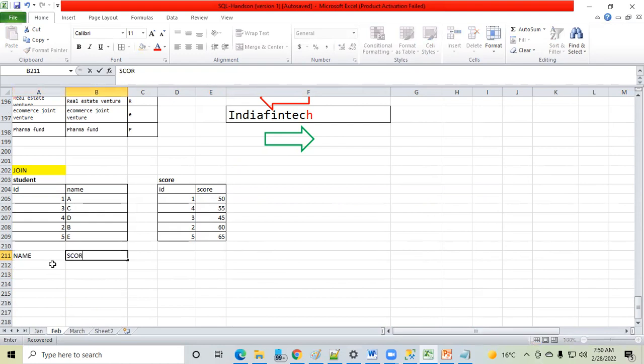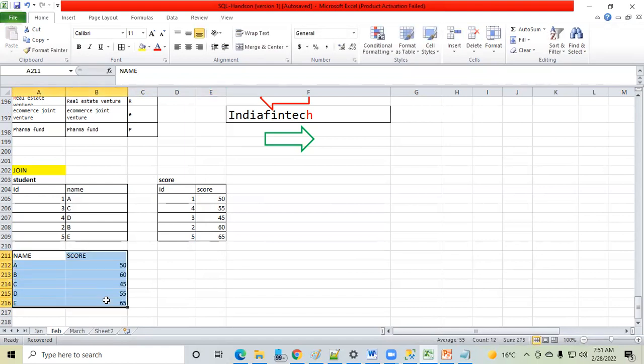Show me like this: name and score. A has scored 50 marks, B has scored how much? 60. So in this fashion, he is telling me to show the marks scored by all the students. Is the requirement of the principal clear to you all? Guys, is the requirement clear? Yeah. Okay. The principal is telling me, give me the output like this.